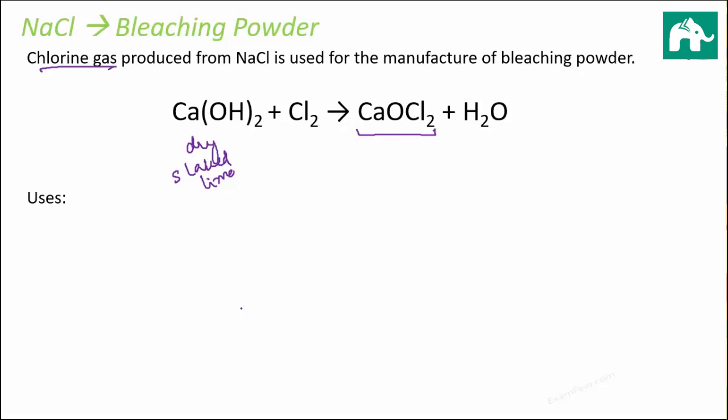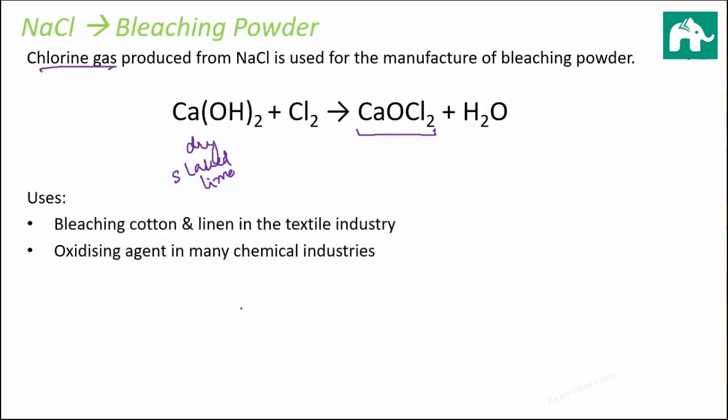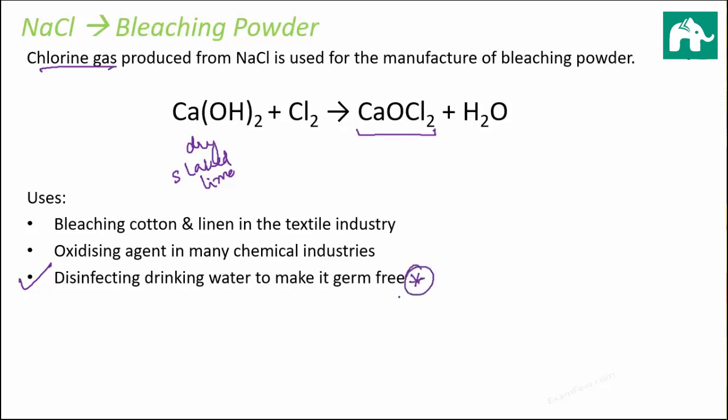Now some of the uses of bleaching powder, as I said, bleaching cotton and linen in textile industry. It is used as an oxidizing agent in many chemical industries, and another very important use is it is used to disinfect drinking water to make it germ free. That is a very important use of bleaching powder.